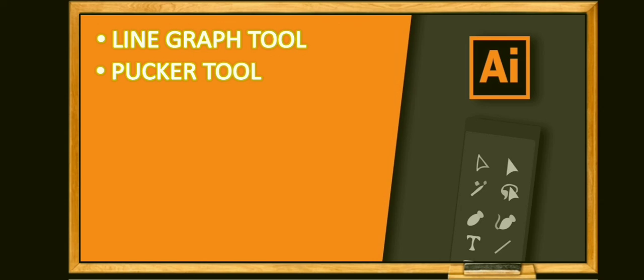Next is the pucker tool. Its function deflates an object by moving control points towards the cursor. Next is the paintbrush tool. It draws freehand and calligraphic lines as well as art patterns and bristle brush strokes on paths.